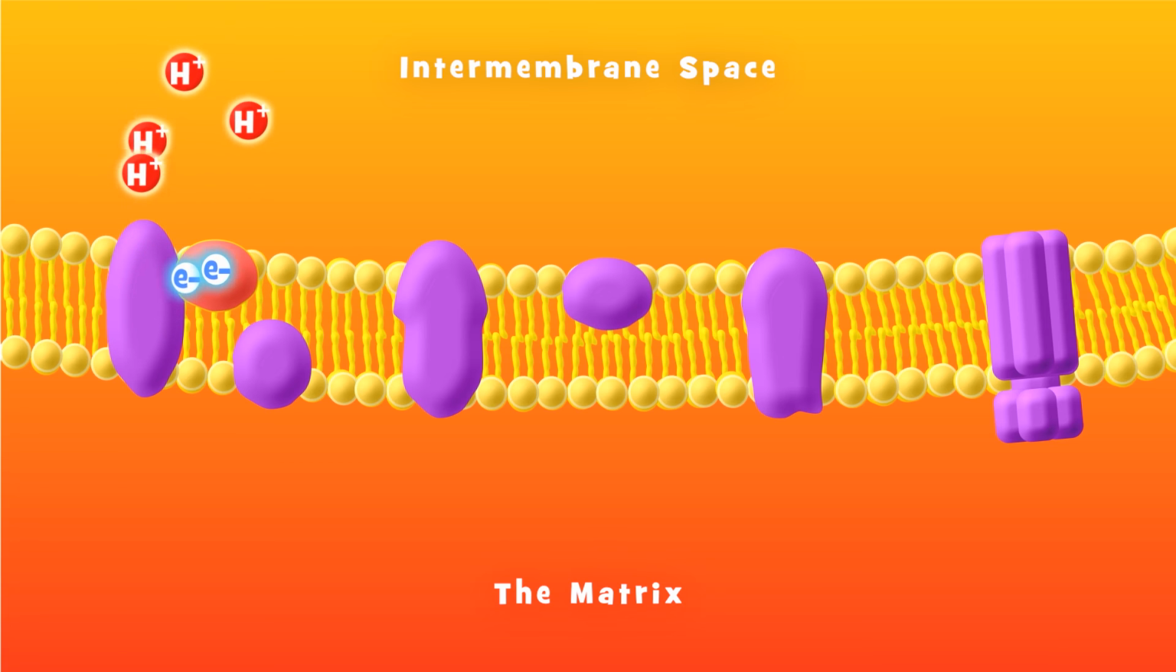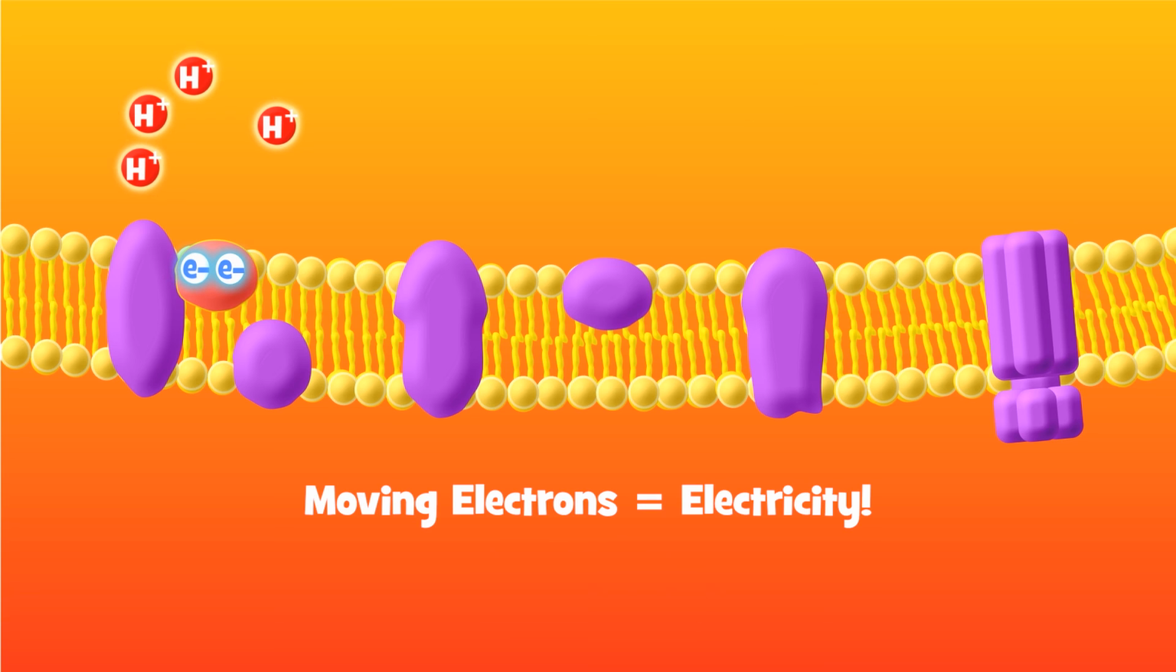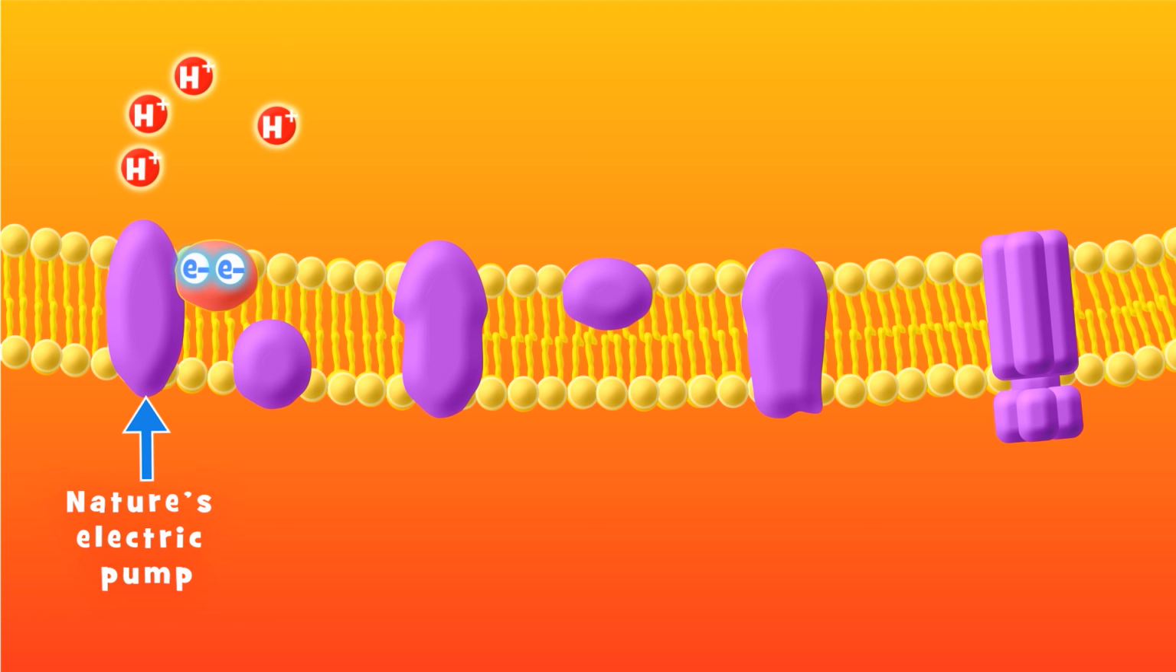At this point, it might help to realize that moving electrons is electricity, so it should not be surprising that these electrons can provide the energy to drive these microscopic pumps made out of protein. They are basically natural electric pumps, created way before humans invented them, which is super cool.